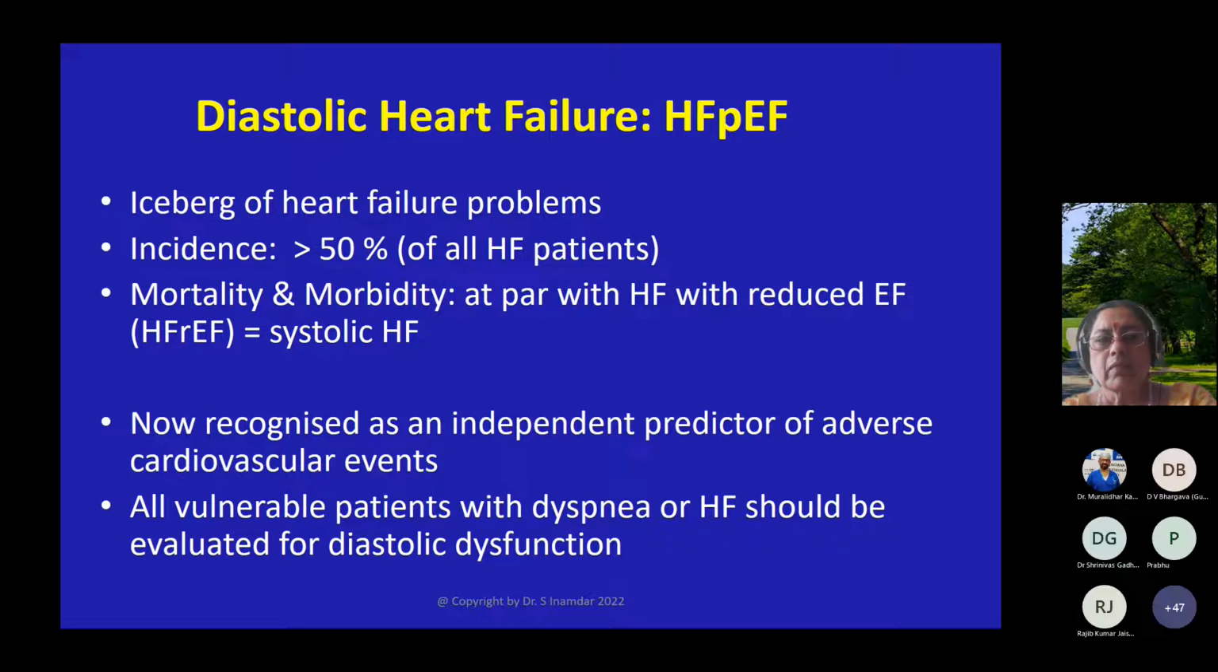That is equivalent to, ultimately it goes into systolic heart failure. It is now recognized as an independent predictor of adverse cardiovascular events, that is MACE, major adverse cardiovascular events. And for that, all vulnerable patients with dyspnea or heart failure should be evaluated for diastolic dysfunction.